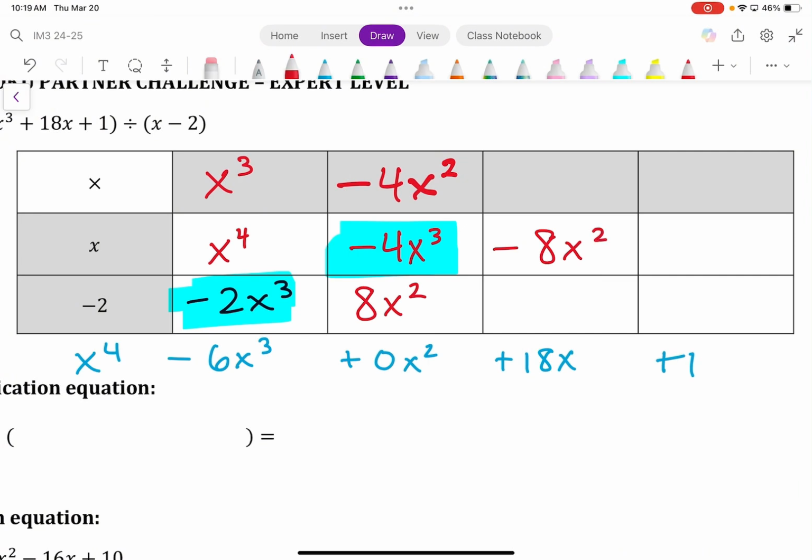To get a product of negative 8x to the second, I need to multiply x with what? Negative 8x. What's the product of negative 8x and negative 2? Positive 16x. How do I get 16x to add up to 18x? What do I add? Not 2x, just 2. So it's going to be 2x. And then 2 and negative 2 multiply to negative 4. I'm going to go and start coloring now.